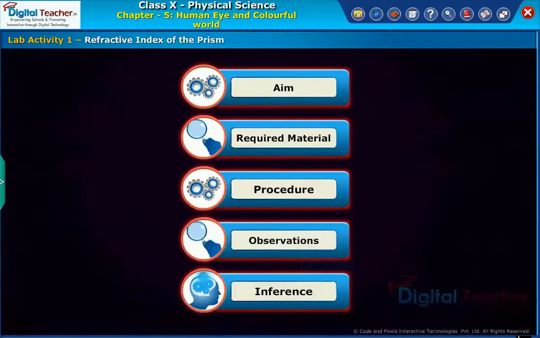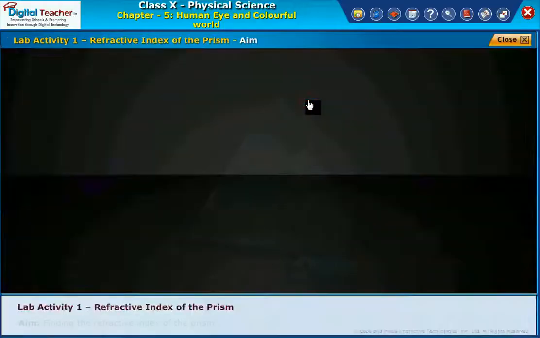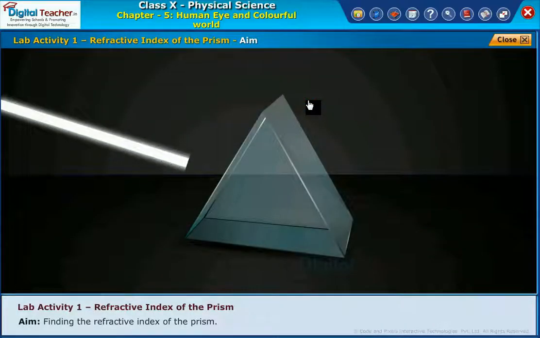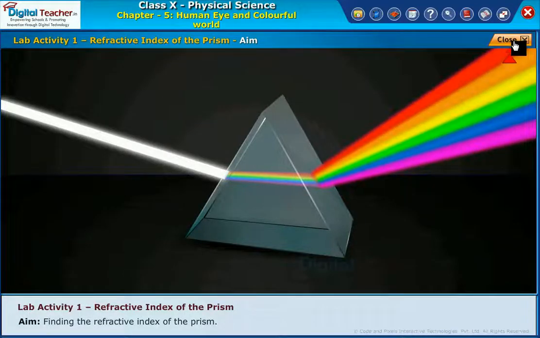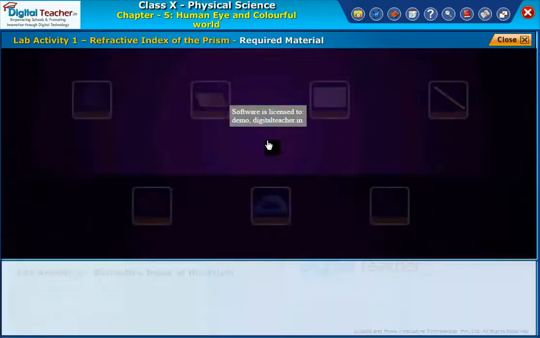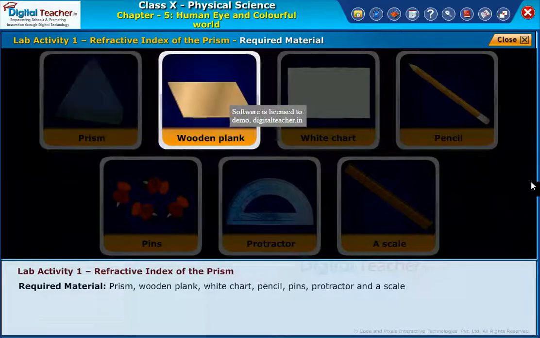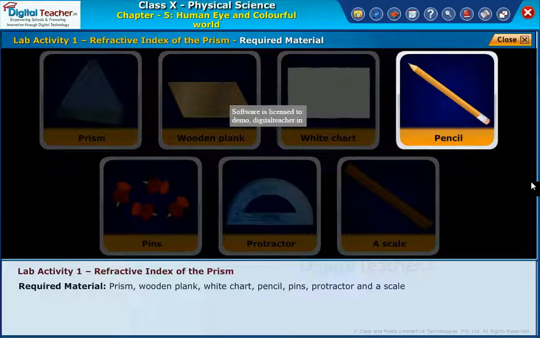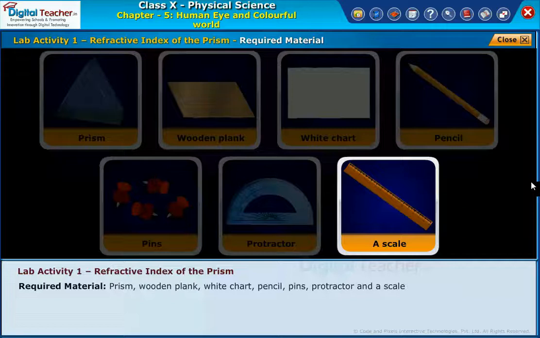Let us do a lab activity on the refractive index of the prism. Click each tab to learn more. The aim is finding the refractive index of the prism. Materials required are a prism, wooden plank, white chart, pencils, pins, protractor and a scale.